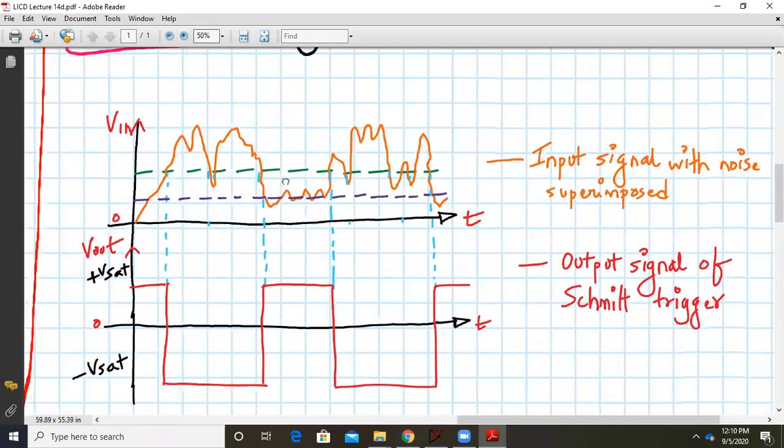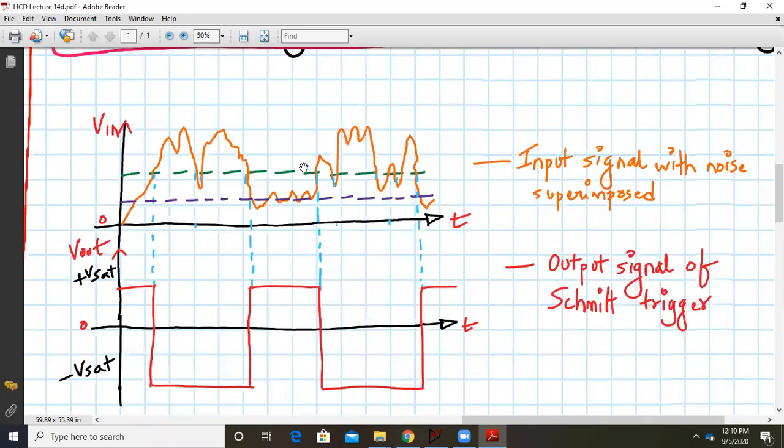We have the same noisy signal, and a Schmitt trigger basically creates two levels. One is my green reference level, and the other is my blue reference level. Let me explain how it works. Let's say this input orange waveform is going beyond the green reference.